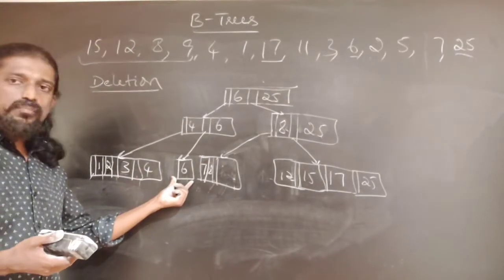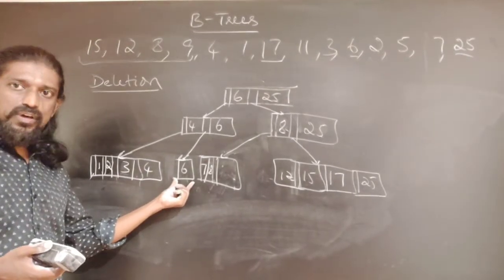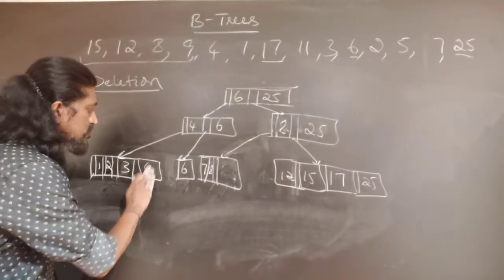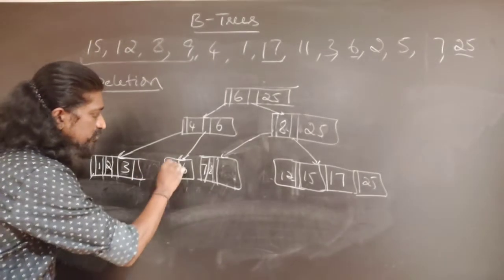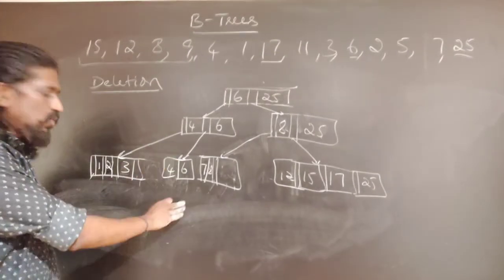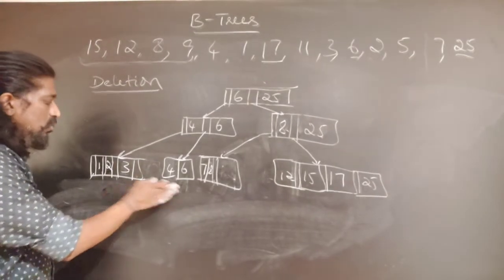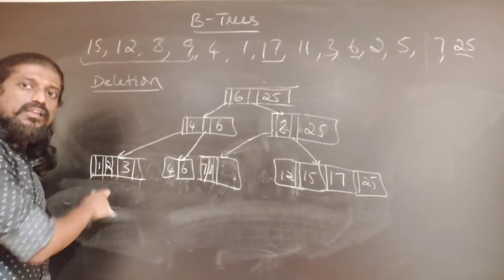So what does it mean? This node, for its survival, needs a minimum of 1 key. So it can borrow just 1 key, 4, and it will also survive, and this node will also survive. Alternately, it can borrow the maximum number of keys that the neighbor can give.